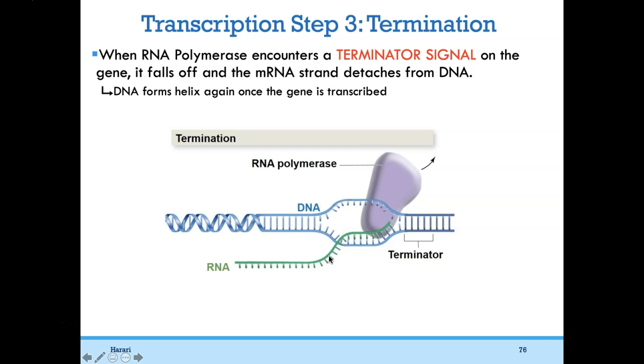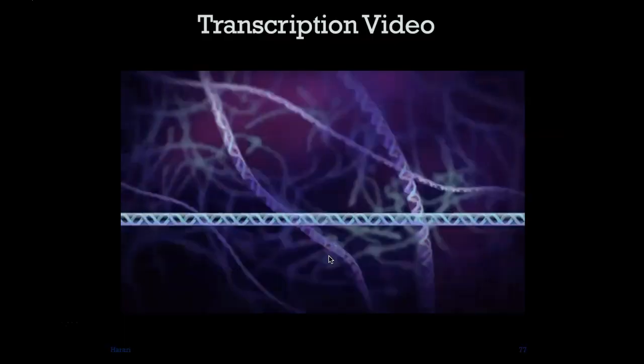At initiation, the RNA polymerase recognized the promoter and started transcription. In termination, it recognizes a terminator and falls off and stops transcription. And now the cell produced an mRNA copy of a gene. So let's watch this video together.